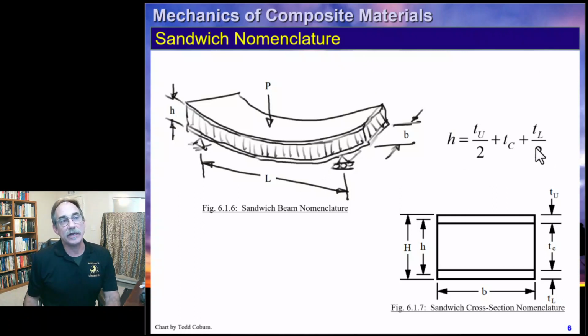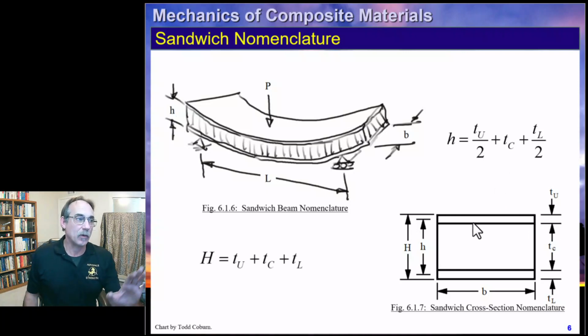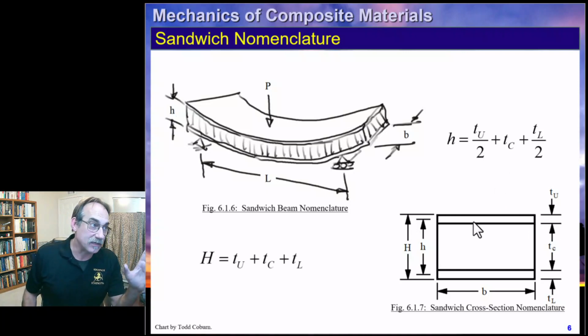Here is how we can calculate that. Obviously, you can see it's just T upper over 2 plus the core thickness plus T lower over 2. That's that h parameter. We're going to see that again on the next slide as well. The other parameter we can compute is just the sum of all the thicknesses that we see here: upper, lower, and core, since we only have 3 materials, an upper and lower face sheet and a core, which is probably one of the most common sandwich constructions.